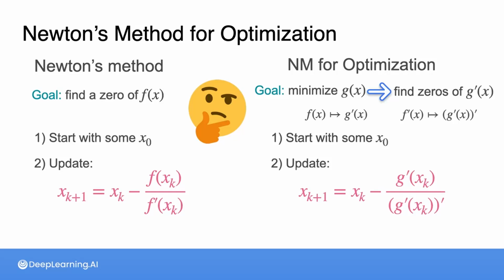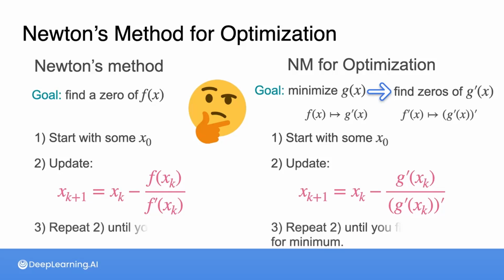So I have x_{k+1}, the (k+1)th iteration, is x_k minus g prime of x_k divided by g double prime of x_k, the second derivative. So that's going to be a big deal very soon. But before that, let's do the iterative step. The iterative step is: repeat 2 until you find the root on the left, and on the right, repeat 2 until you find the minimum.